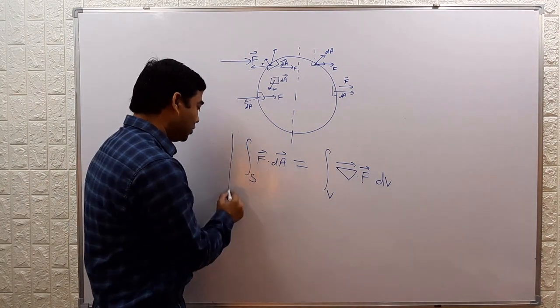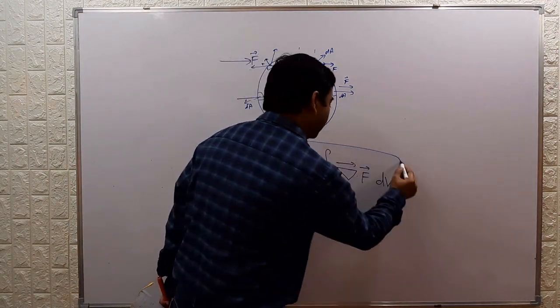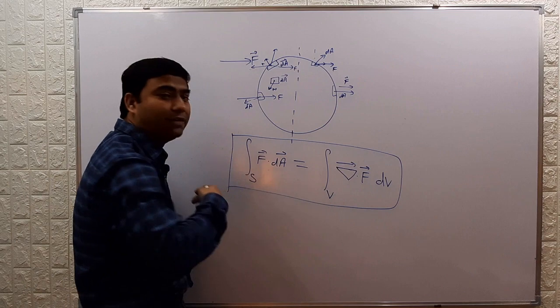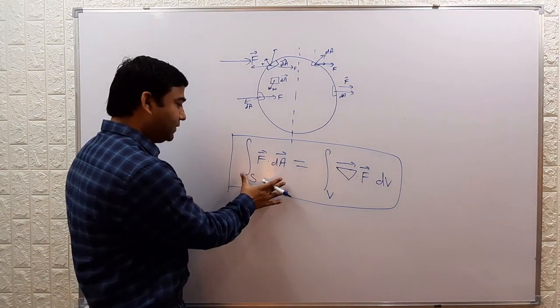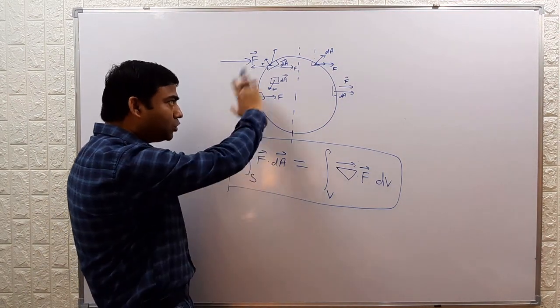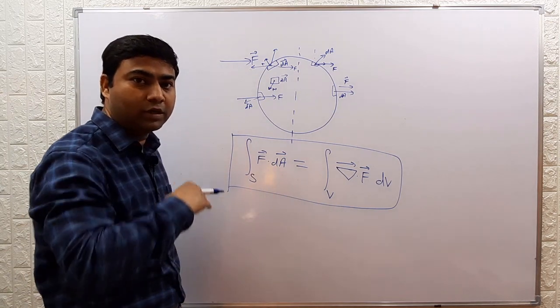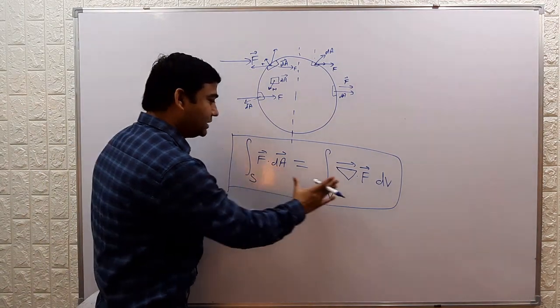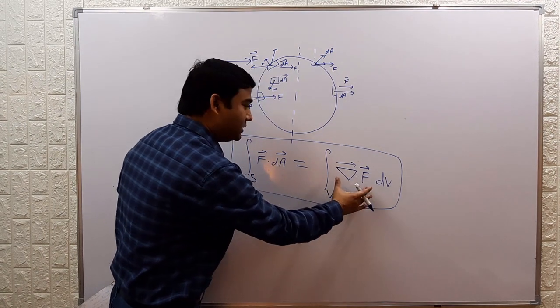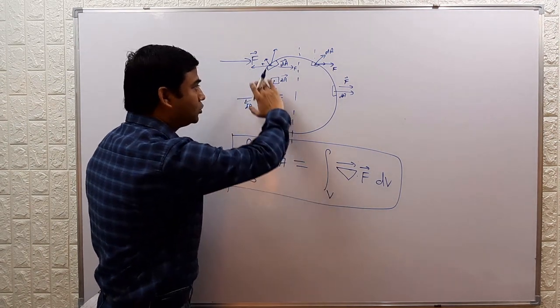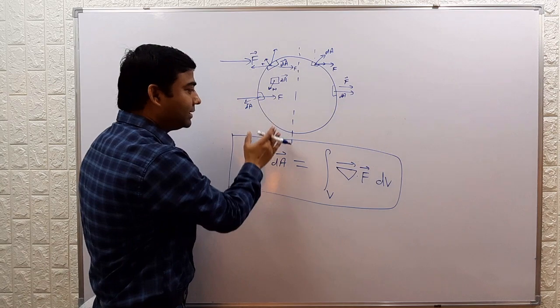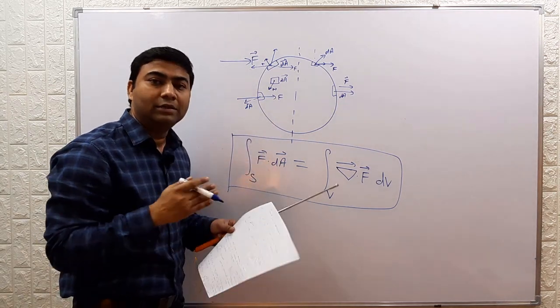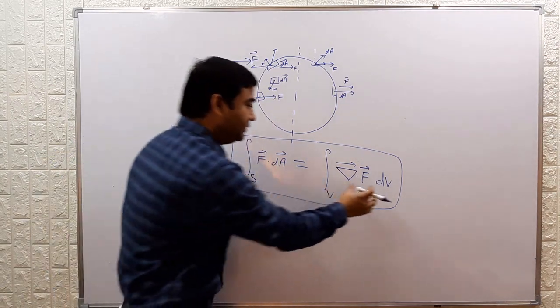This is Gauss's theorem. This is also called Gauss divergence theorem. Surface flux for a closed boundary, net flux is equal to divergence of that field throughout the volume created by the closed surface, dV.